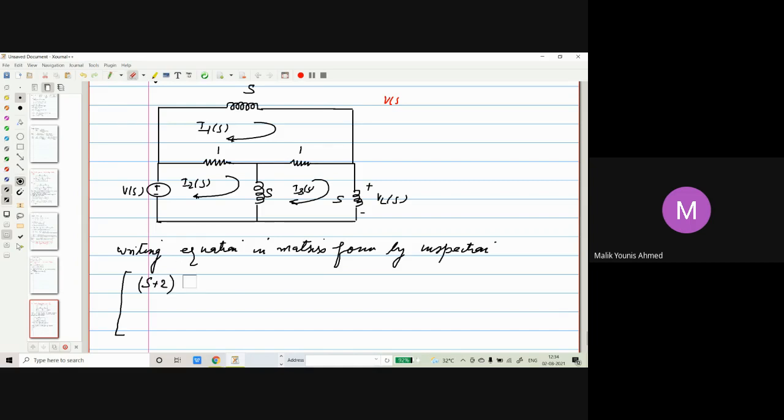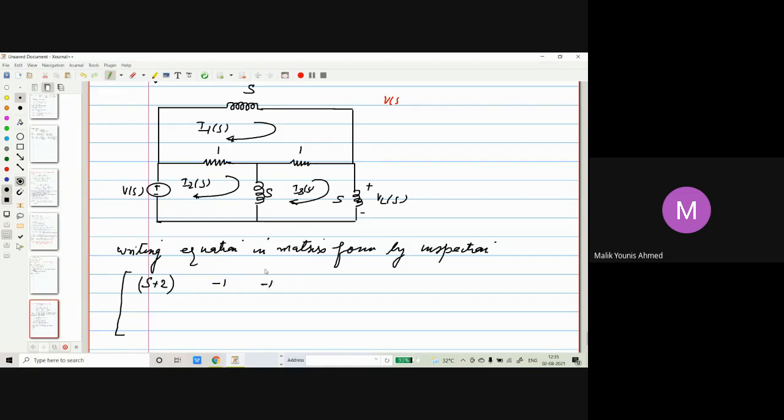Okay, next. This is like R11, R12. Between 1 and 2, what's common? 1 is common, that is minus 1. R11, R12, R13. What is common between 1 and 3? Yeah, this is minus 1.